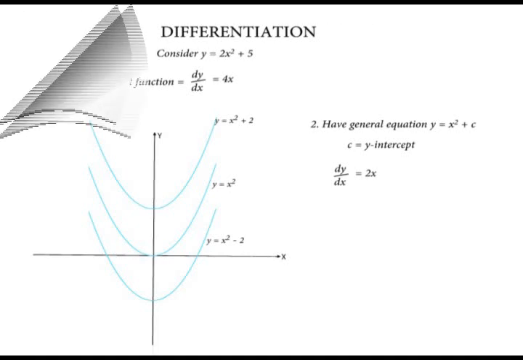Very well, now we look at reverse differentiation. Now, in differentiation, we obtained the gradient function from the equation of a curve. Given the gradient function, we can reverse the process and obtain the equation of the curve. This is called reverse differentiation or integration. Consider the equation y is equal to x to power 4 plus 1. 1 is a constant and can actually be any number.